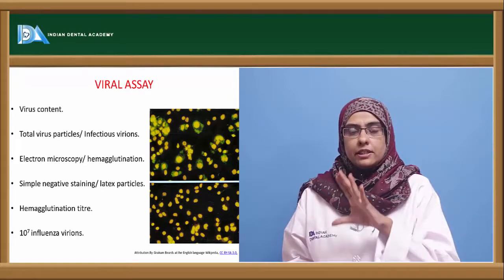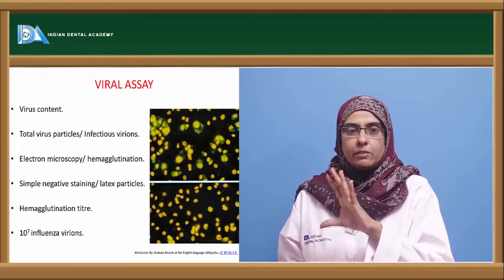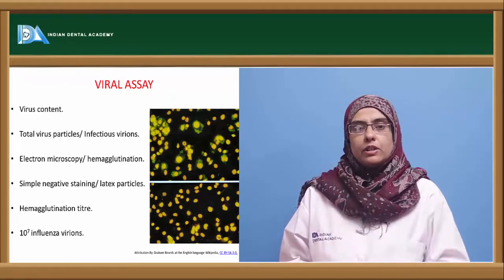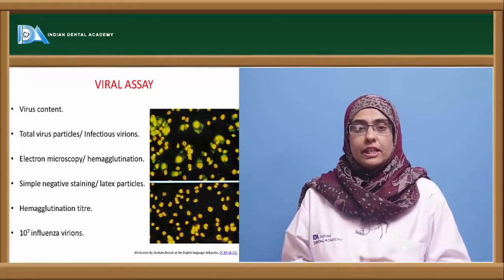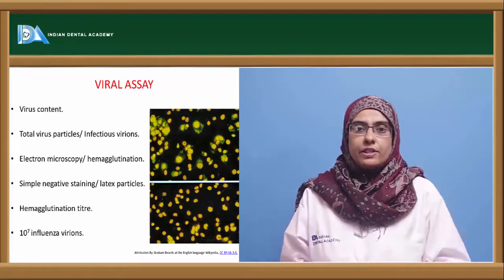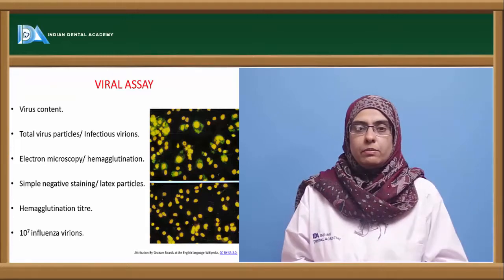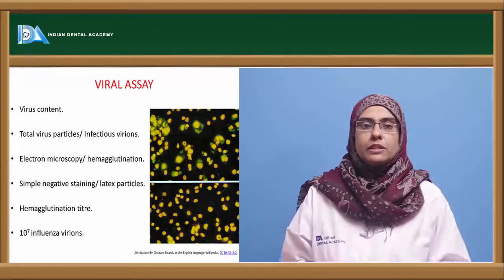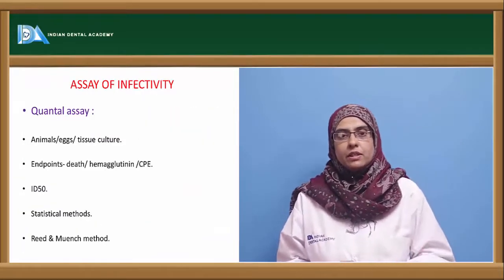Now the tube that shows the highest dilution which has the hemagglutination-like pattern accounts for the hemagglutination titer, and this hemagglutination titer can be carried out only when there are more than 10 to the power 7 infectious influenza viruses. So below that it is difficult to go for the hemagglutination assays, but irrespective of that, it is the most sensitive method to detect the organism or the virus which expresses the hemagglutinins.